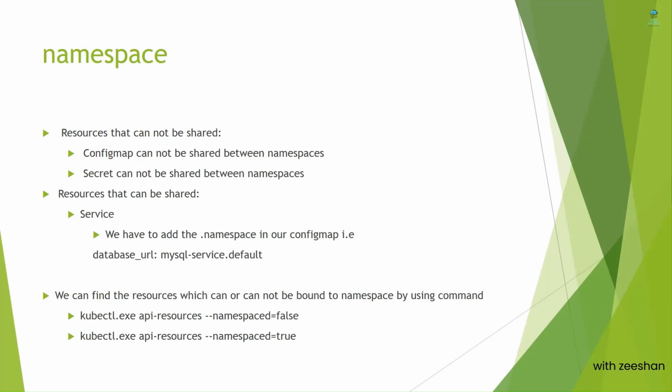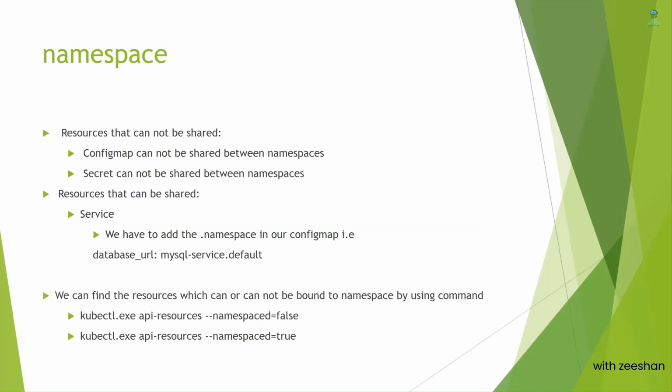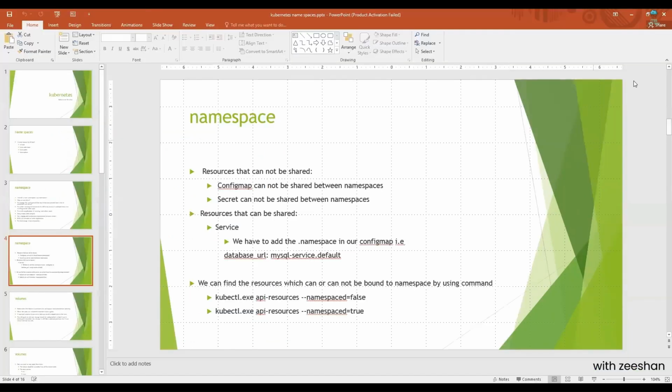So that's how we can share services across namespaces. There are so many options. I have just told you the command: kubectl api-resources --namespaced=false or --namespaced=true. Whatever you can share and whatever you cannot share, you will have a list of it, and you will know it. By using this command, you will get it all. Okay, before going into volumes, I think we should do something with the namespace. So let's first cover this topic, and then we can go on.